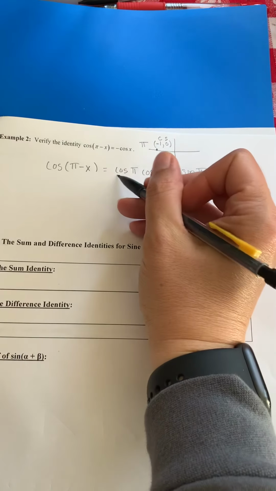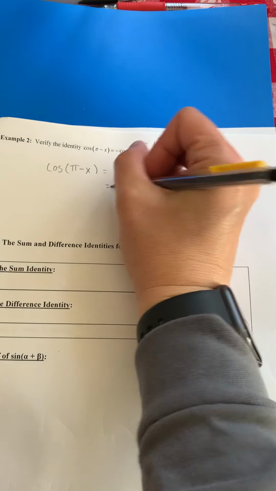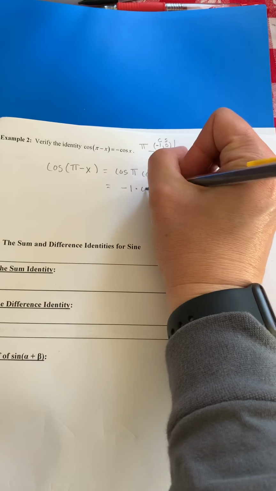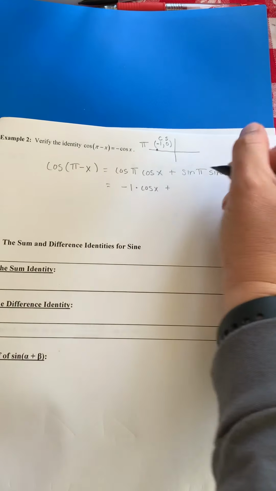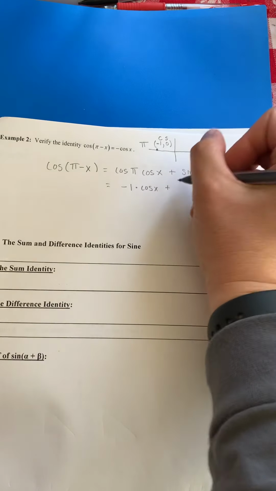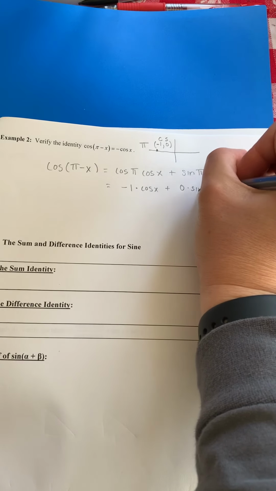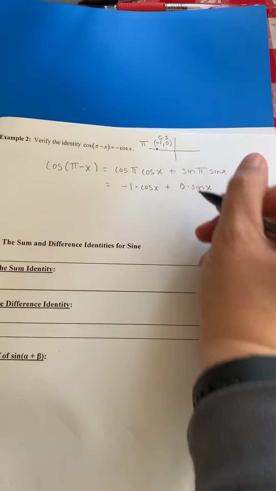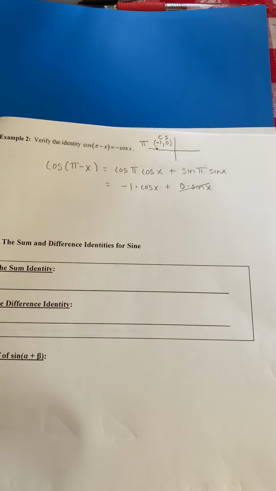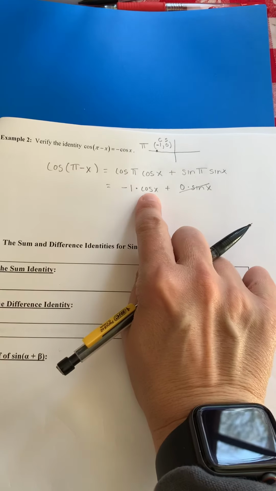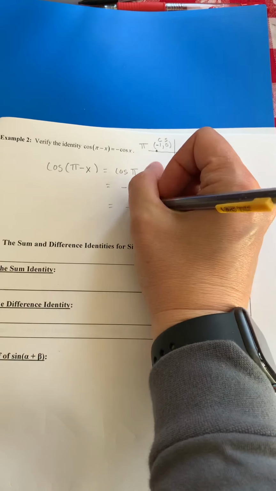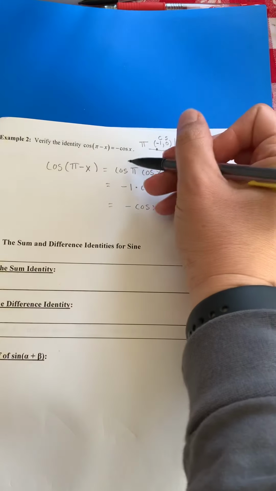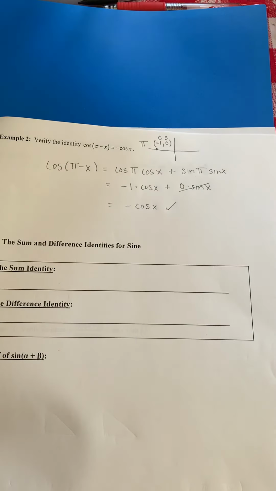We know that this answer right here is going to end up being -1 times the cosine of x. And the sine of pi, we're going to get 0 times the sine of x. So this part is essentially gone because we're multiplying by 0. And here, when we multiply, we end up with negative cosine of x, which was our goal. And that does it for example 2.